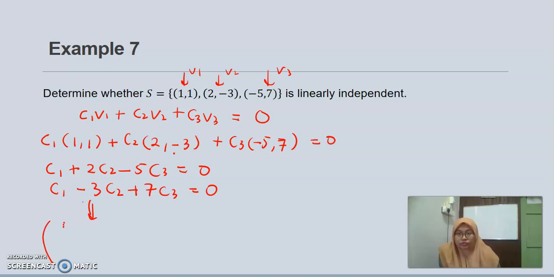So [1, 2, negative 5] and then [1, negative 3, 7], times [C1, C2, C3] equals 0.